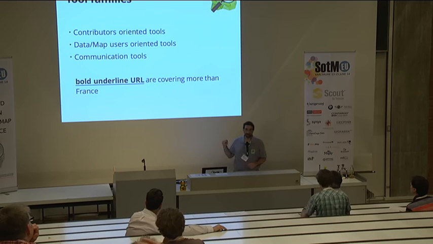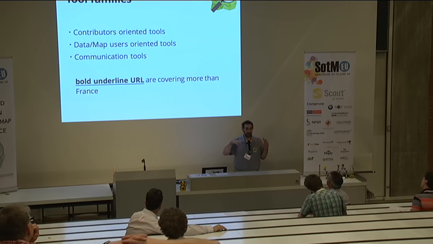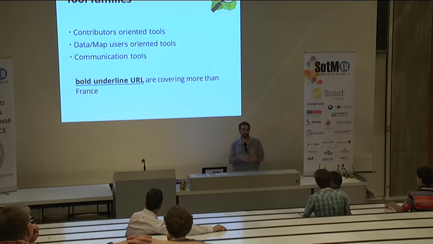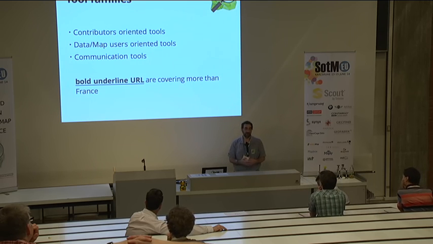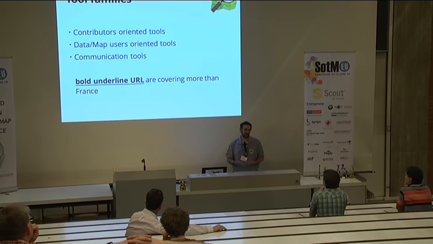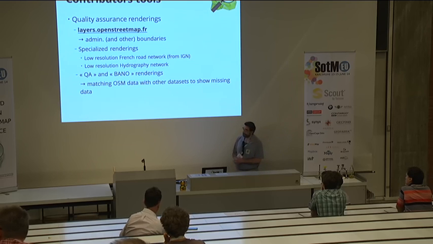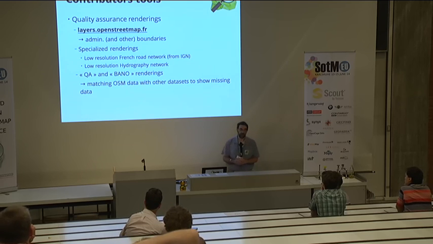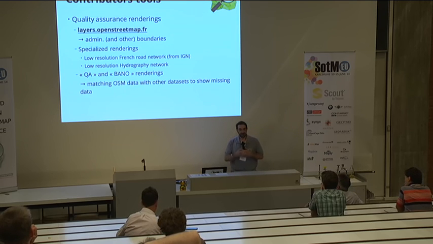So in my presentation, you will see a lot of URLs, and some of them are bold and underlined because the coverage is not France only, but more than France. Most of the time it's planet, but sometimes it's several countries, but not the full planet. So the first series of tools I will show is a lot of renderings that have been designed for quality assurance.